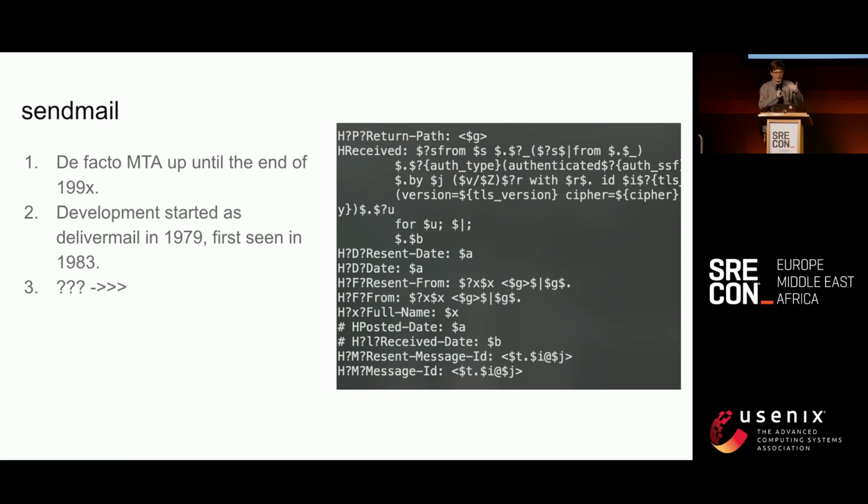Okay, let's go into examples, because this is all boring and examples are fun, right? Of course. This is, I think, the funniest example I could find. It's sendmail. How many people have actually used sendmail? That is great. This is probably the best audience to ask this question.